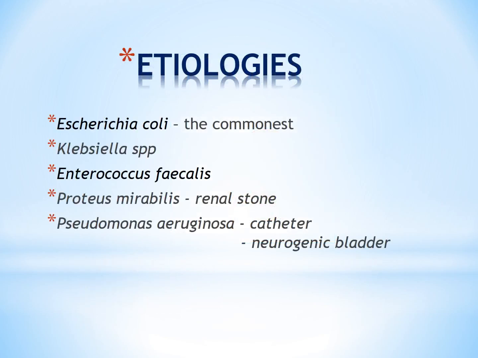Next I will talk on the etiological agents. E. coli is the most common cause of urinary tract infection. Other common causative organisms are Klebsiella species, Enterococcus faecalis, and Proteus mirabilis. Urinary tract infection due to Proteus mirabilis is associated with presence of renal stone. Pseudomonas aeruginosa is an uncommon cause of urinary tract infection. It usually occurs in patients with indwelling urinary catheter or urinary stasis such as neurogenic bladder.